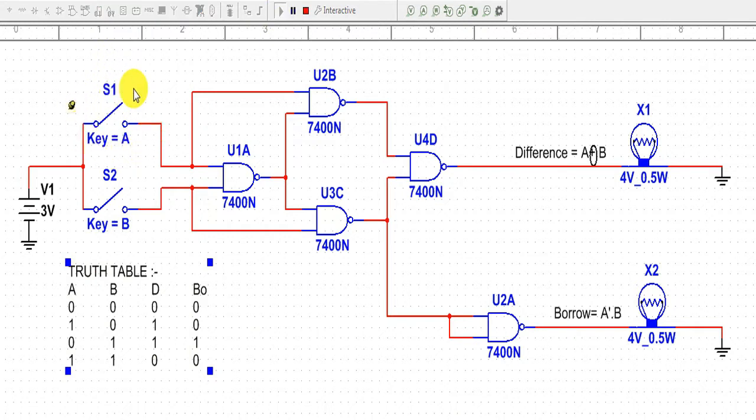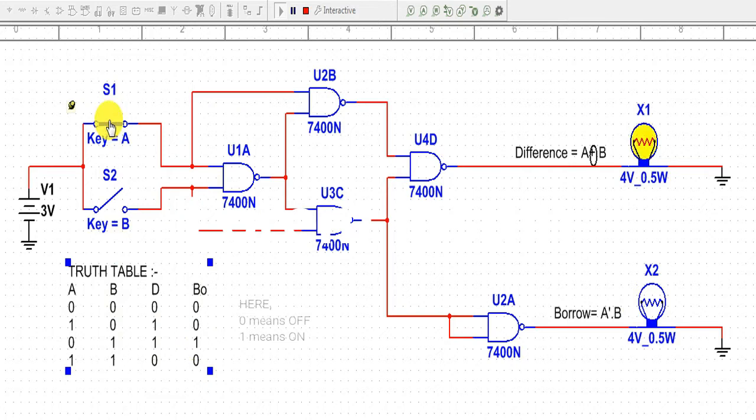So now switch 1 is kept open and switch 2 is kept open, that is the signal from A and B is 0, then the difference bit is 0 as shown by the bulb not glowing, and borrow is also 0. Now if we connect the switch A and still keep switch B open, then we will get difference bit 1 and borrow bit 0.